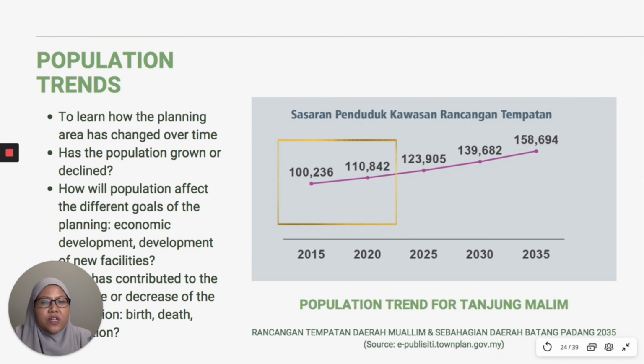Why do we need to look into population trends when we do landscape resource planning? First of all, we need to learn how the planning area has changed over time. We might be asking, has the population grown or declined? And how will population affect the different goals of the planning? For example, if the goal of the planning was for economic development, how will we then address an increasing population?